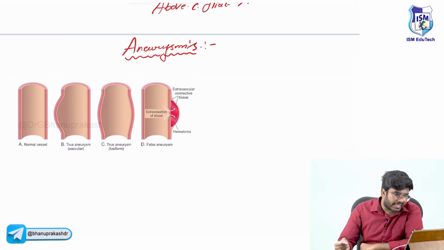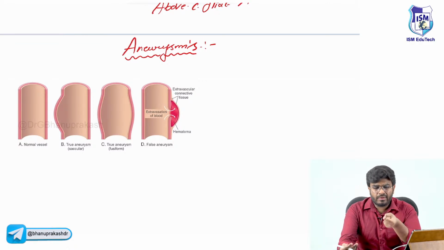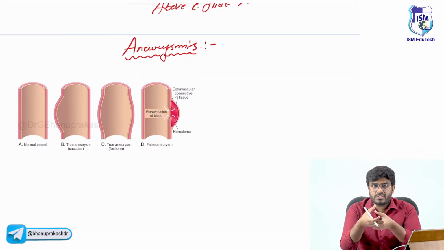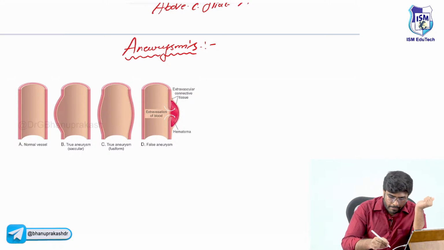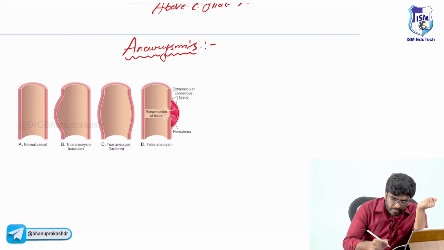Localized abnormal dilation. See, it's not just the dilation. Even for example, if I take nitroglycerin, that will also cause dilation. That will also cause a dilation. It's an irreversible dilation. You should say one more thing: it's an irreversible dilation of the blood vessels. Of course you said abnormal. You should say there is irreversible or permanent dilation of the blood vessels.